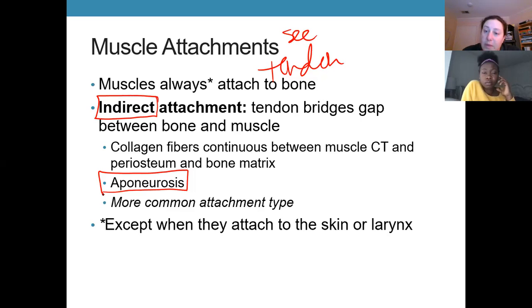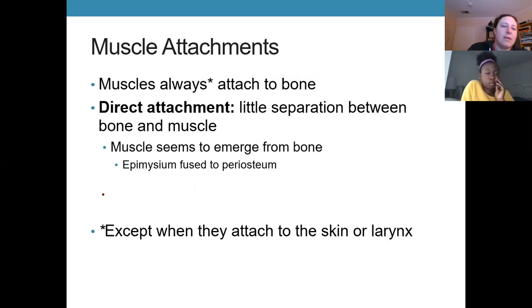But that's not always the case. So sometimes we can't see the tendon, and then we call it a direct attachment. And so basically there's still connective tissue between the muscle and the bone, but it looks like the muscle comes right off of the bone.